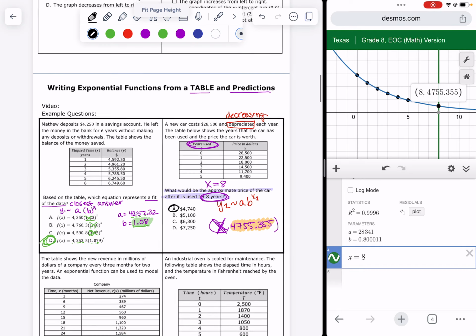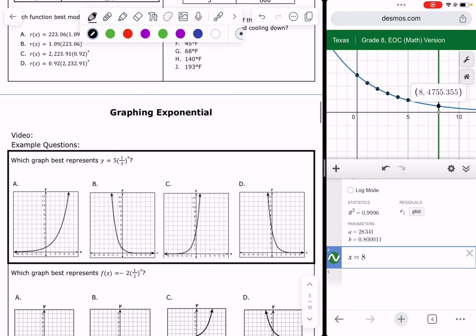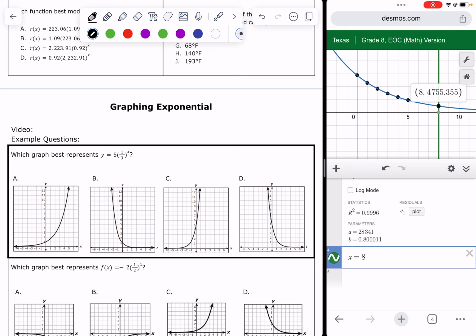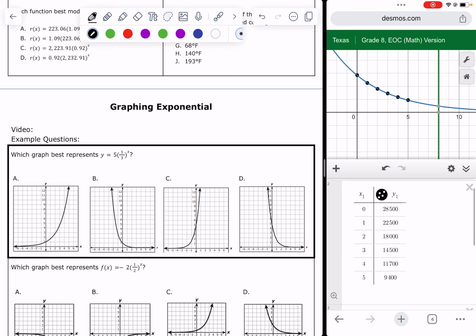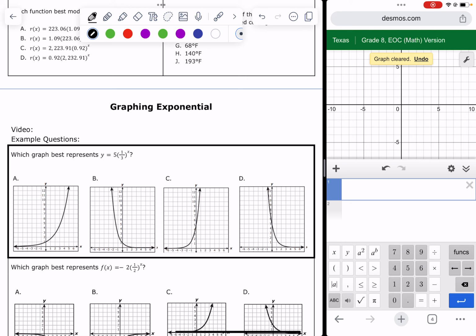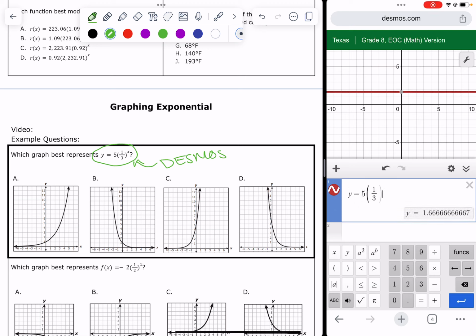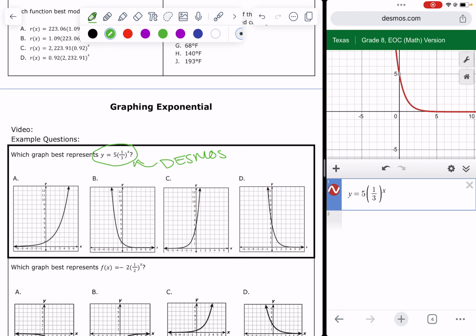Okay. Next one. We are going to go to graphing exponentials. So we're going to delete our Desmos and type this into Desmos. So we have y equals 5 parentheses 1/3 parentheses little x, and I have this. I know my graph is going down. So if we start here, it's going down.